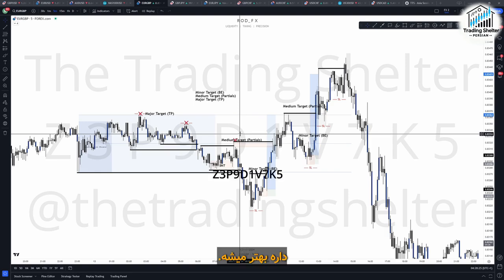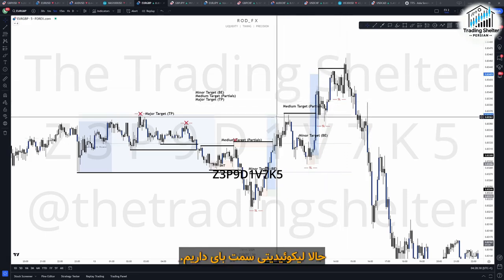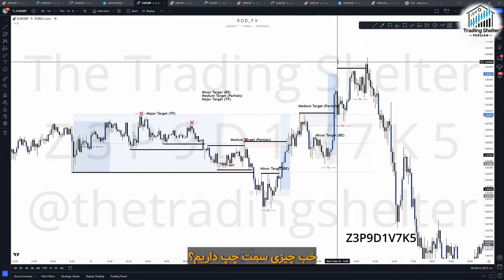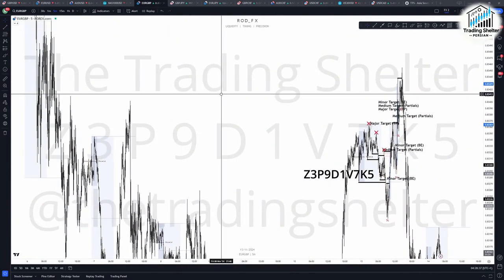It's getting better. It's getting cold. Cool. So now we have buy side liquidity, no more sell side. So do we have something to the left? Nothing to the left, at least nothing significant.